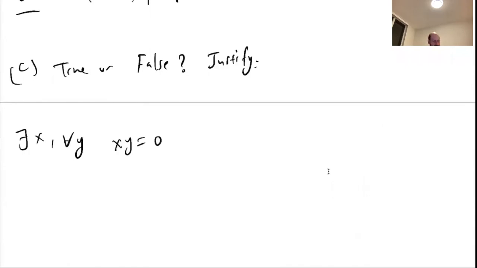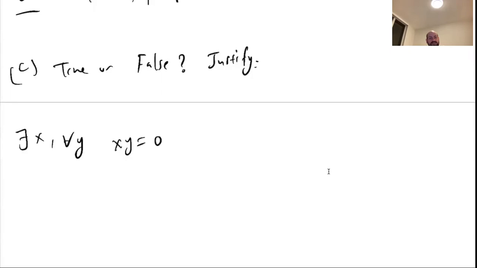Let's think about it again, about some values for x. For example, if x is 2, can I say that 2y is equal to 0 for every y? Obviously no, 2y is equal to 0 only for y equals 0. Or if x is 3, can I say 3y is equal to 0 for every y? Again, no, only for y equals 0. So is there any x that can guarantee xy is 0 for every y? 2 would not work, 1 would not work, -1 would not work, 0.1 would not work.